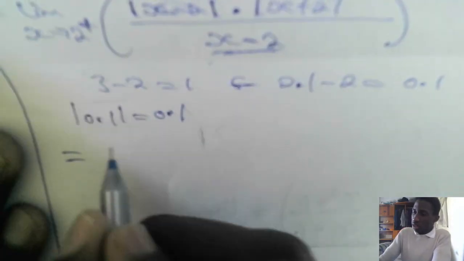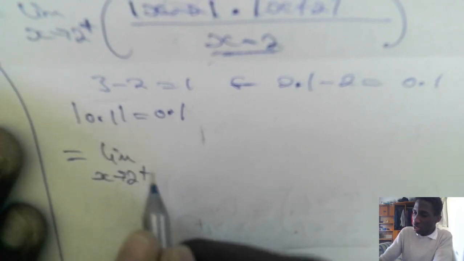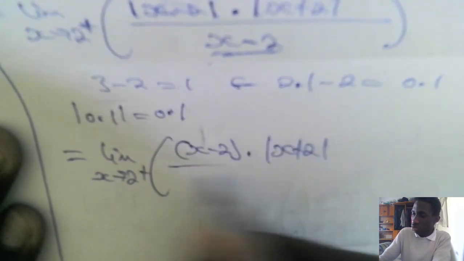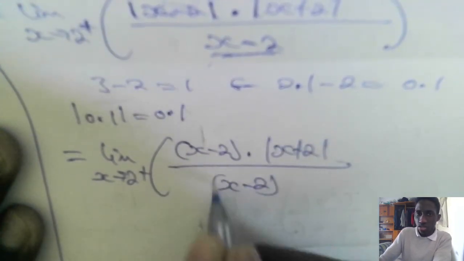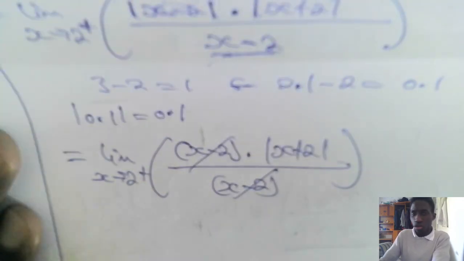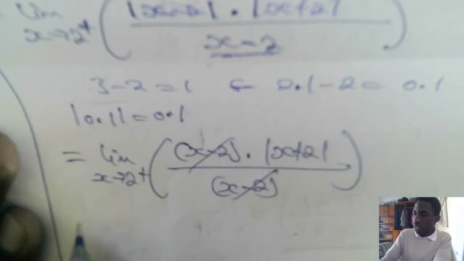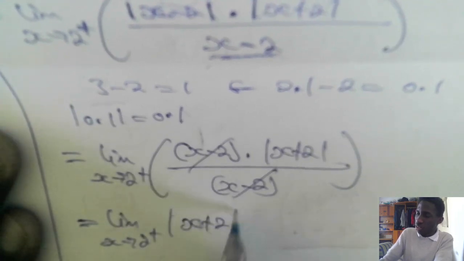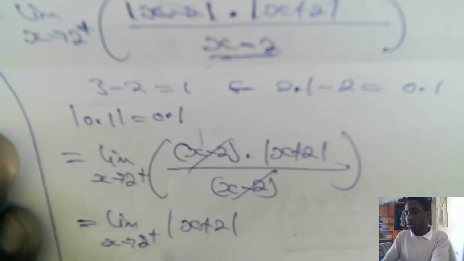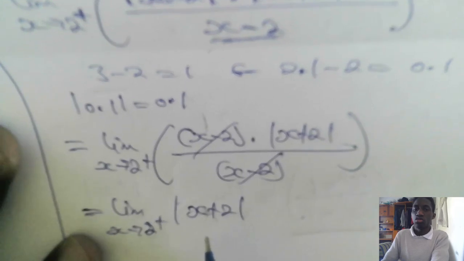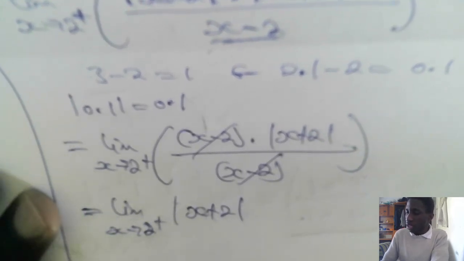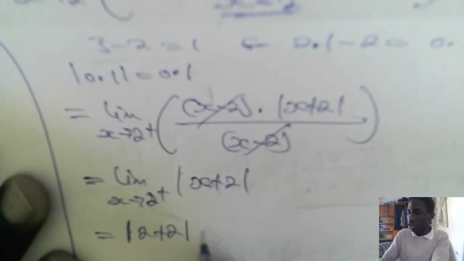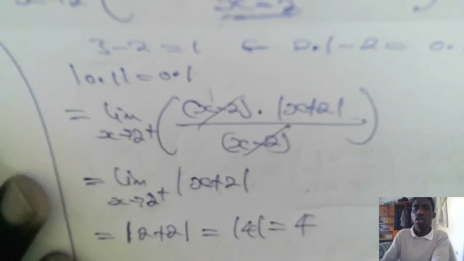So we go ahead and write it like this: absolute value of x minus 2 times absolute value of x plus 2 divided by x minus 2, and we can cancel out. We don't need to attach a negative sign in this case. So we have the limit as x approaches 2 from the right of the absolute value of x plus 2. As we approach 2, we have the absolute value of 2 plus 2, which gives us the absolute value of 4, which gives us 4 as our answer.